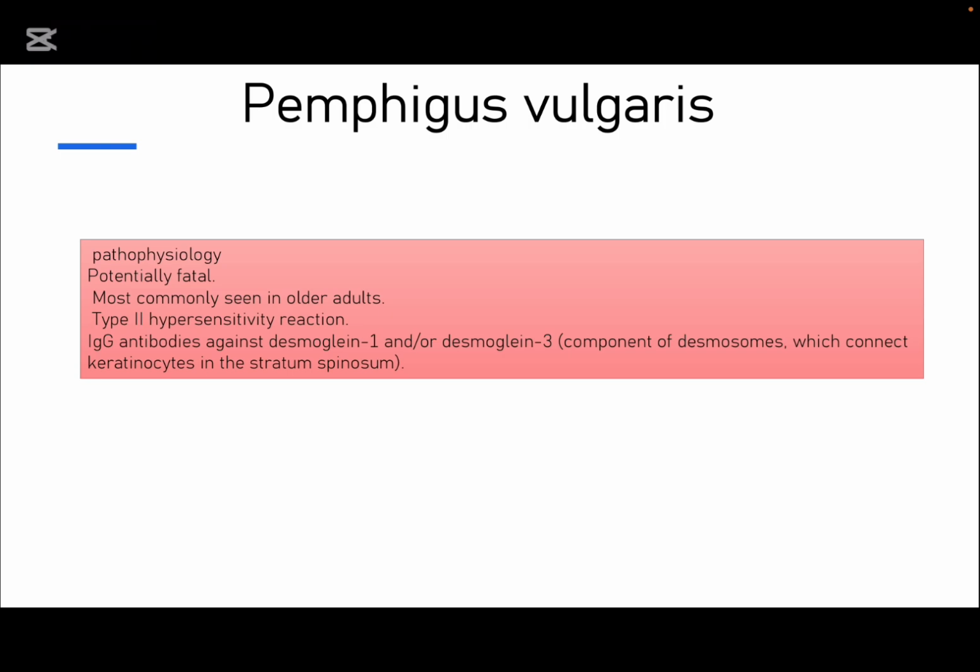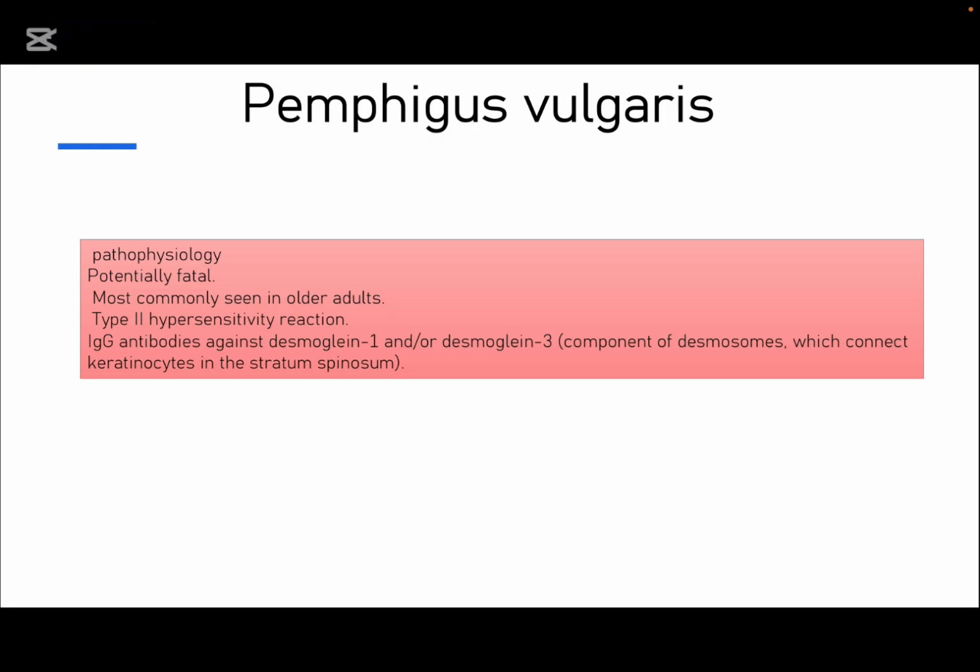So which kind of hypersensitivity reaction will this be? This will be a type 2 hypersensitivity reaction. Whenever there is antibody production against the proteins or any other body tissues, this is a type 2 hypersensitivity reaction. So if you understand this one line, that IgG antibodies against the desmogleins, you can understand everything down the line. So this is a type 2 hypersensitivity reaction against these two molecules.